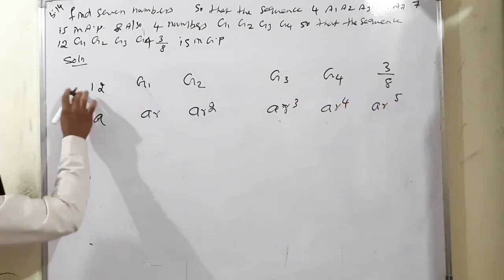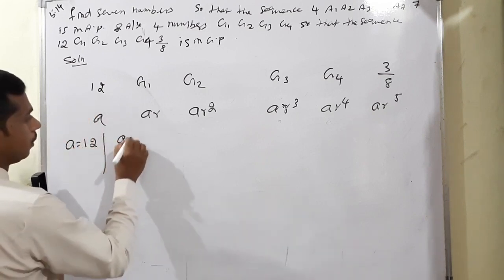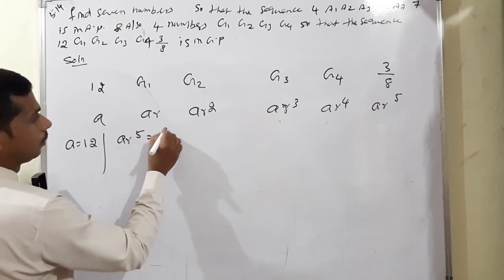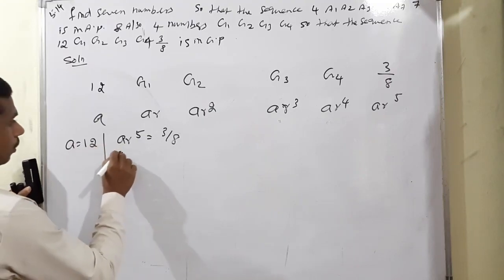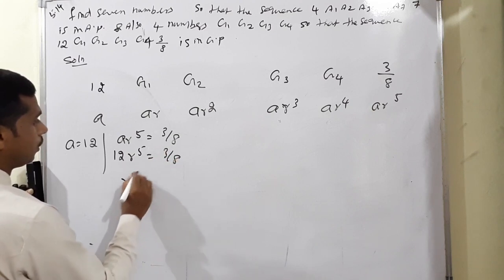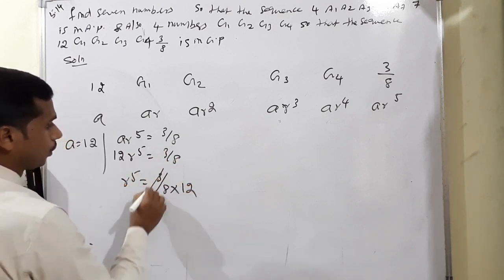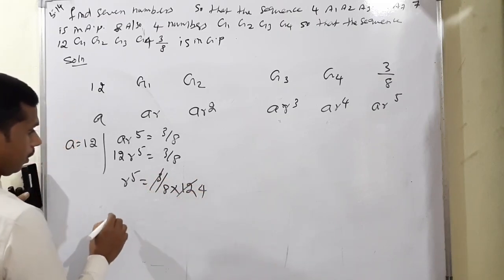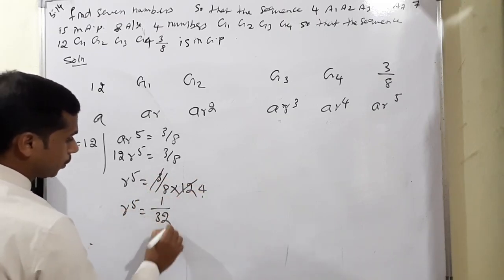The known values, first condition A is equal to 12. The last term AR to the power 5 is equal to 3 by 8. Now, we apply 12, so 12 r power 5 is equal to 3 by 8. Therefore, r power 5 is equal to 3 by 8 into 12. So, 3 and 12, how many times? 4 times. Therefore, r power 5 is equal to 1 by 8 4s are 32.